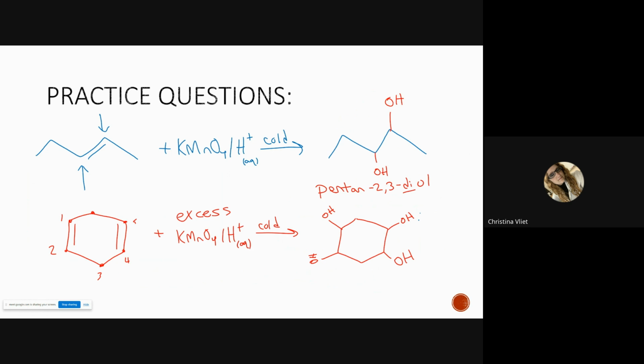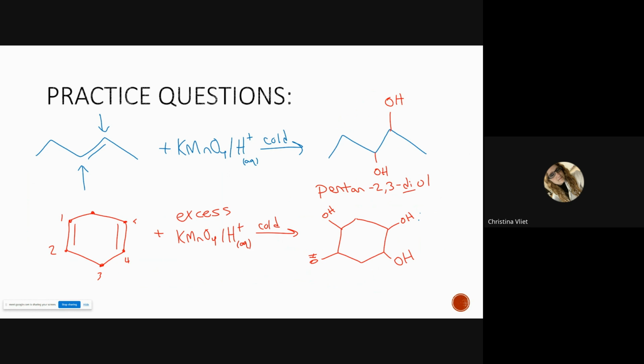So double OHs. Cyclo, cold KMnO4, double OHs. It's an addition. So everything we're doing today is still addition to alkenes. There's just some more stuff to know. If I wanted to name it, it would be 1, 2, 4, 5 cyclohexanediol. That would be the name.